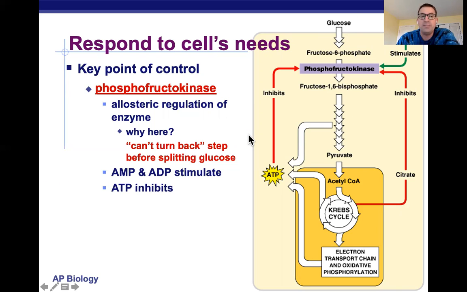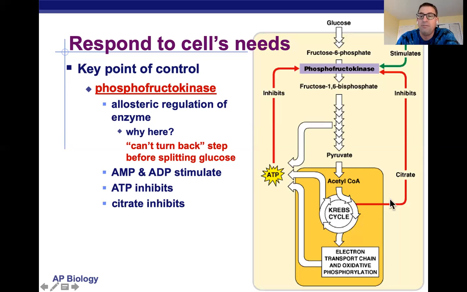Okay, when ATP is in high concentration, that means the cell has enough ATP and is not using it as fast as it's being produced. ATP actually binds to phosphofructokinase and allosterically inhibits it, which means that none of the rest of the steps of glycolysis take place. We don't even generate the ATP via substrate level phosphorylation from glycolysis. It also means that the Krebs cycle and the electron transport chain don't take place.